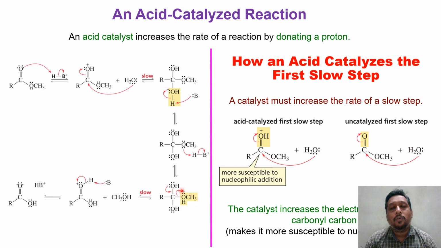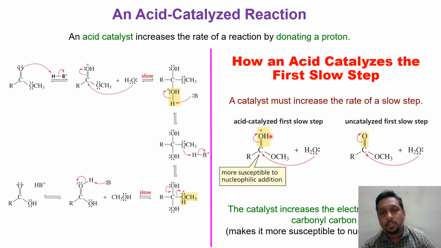So, in order to increase the rate of a reaction, an acid catalyst should influence the two slow steps which occur in this ester hydrolysis. Now let us see how an acid catalyzes the first slow step. So a catalyst must increase the rate of a slow step.